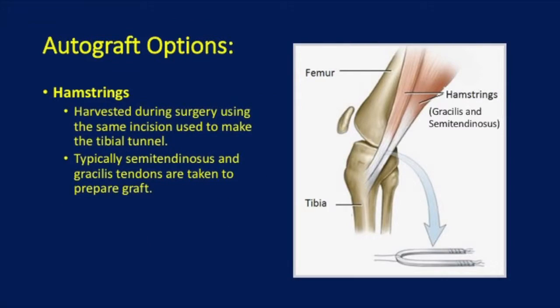Autograft hamstrings are harvested during surgery using the same incision used to make the tibial tunnel. Typically, the semitendinosus and gracilis tendons are taken to prepare the graft.